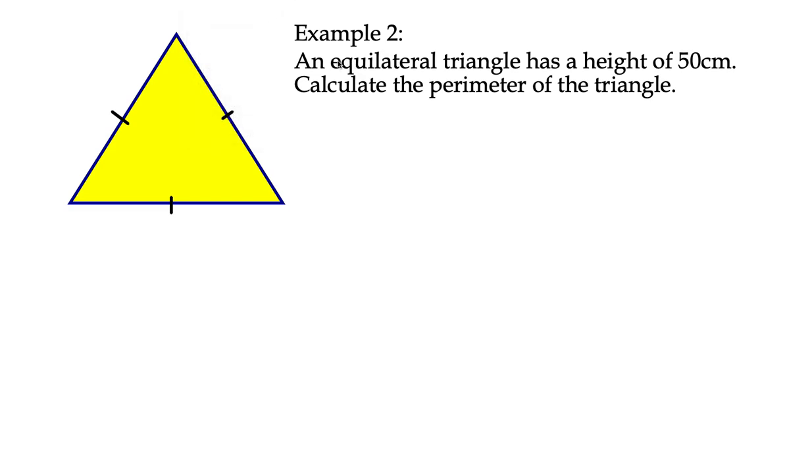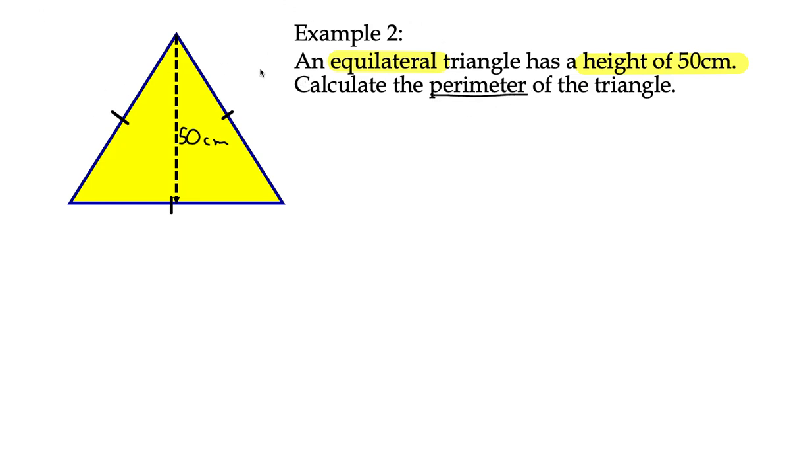It says that the triangle is equilateral, and that's emphasized by the fact that there's 3 dashes, meaning the sides are all the same length. It's got a height of 50 centimeters, which means you really should be marking in where the height is. Remember, the height goes from the highest point, or the vertex, down at right angles to the base. So there's our height, and we can write in the fact that that should be 50 centimeters. And then it says calculate the perimeter of the triangle.